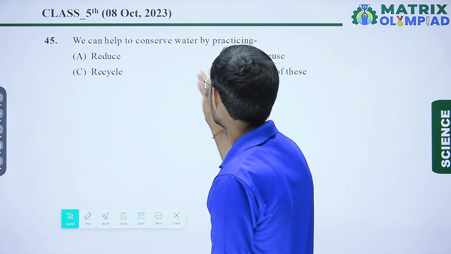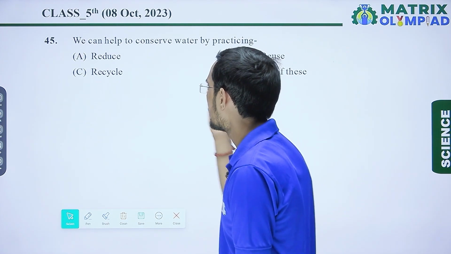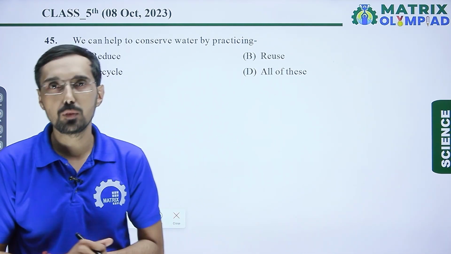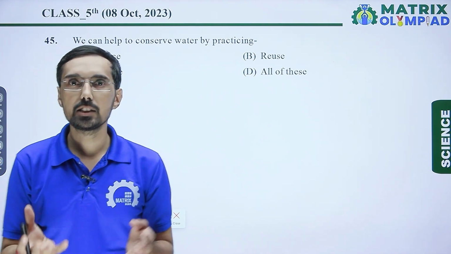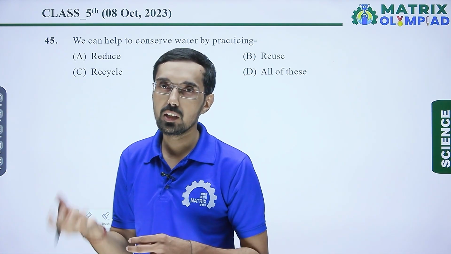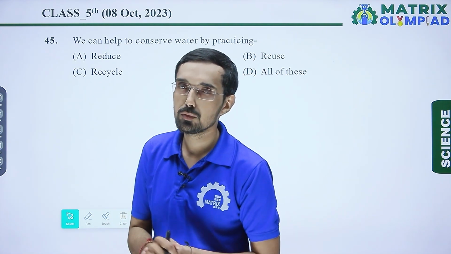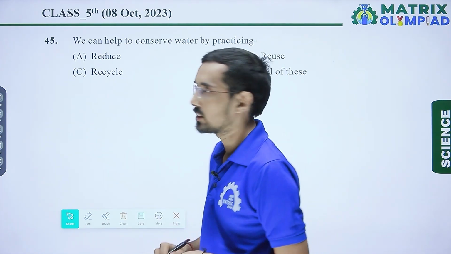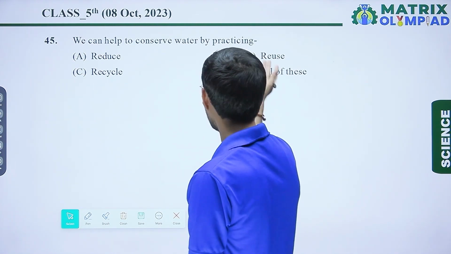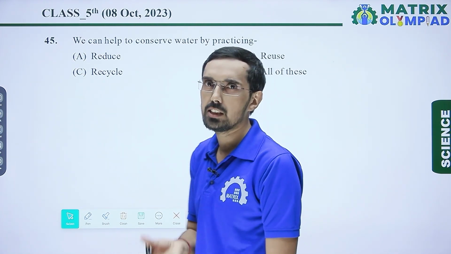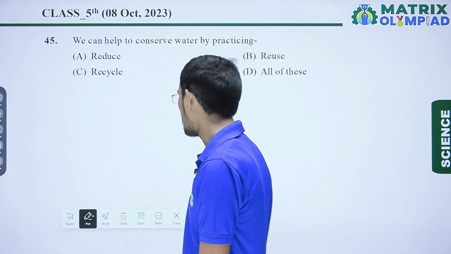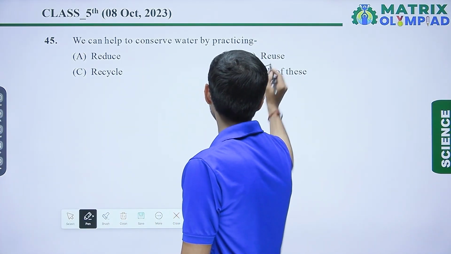Now move to the next question. We can help to conserve water by the practices. As we all know, water is a precious resource for all living organisms. As we save the water, we will continue their species for a few more generations. So reduce, reuse, recycle. All three steps are necessary to conserve the water. So the correct answer will be option D, all of the above.